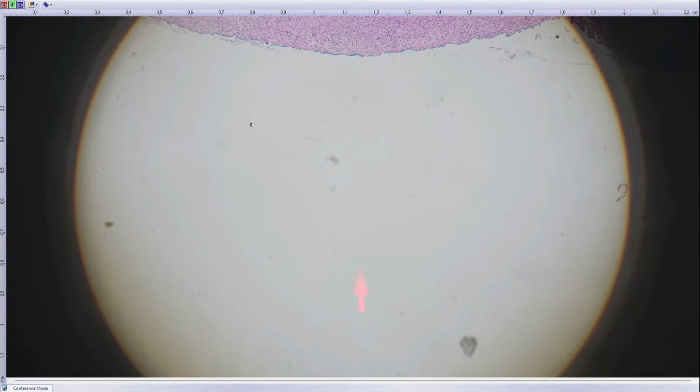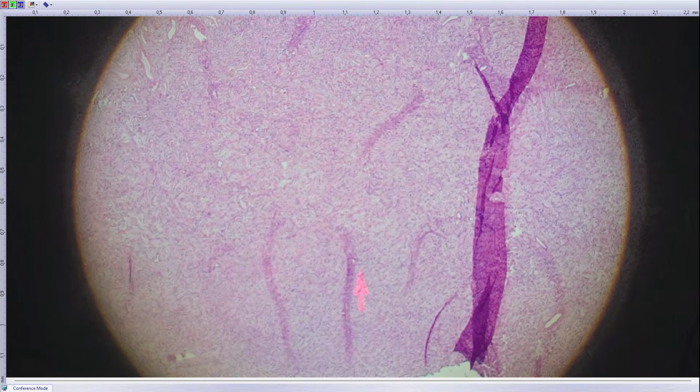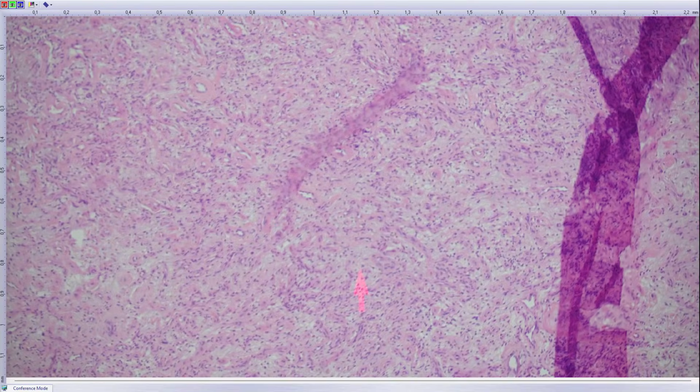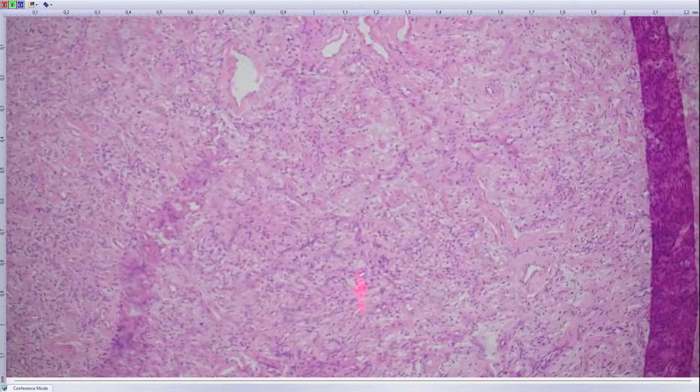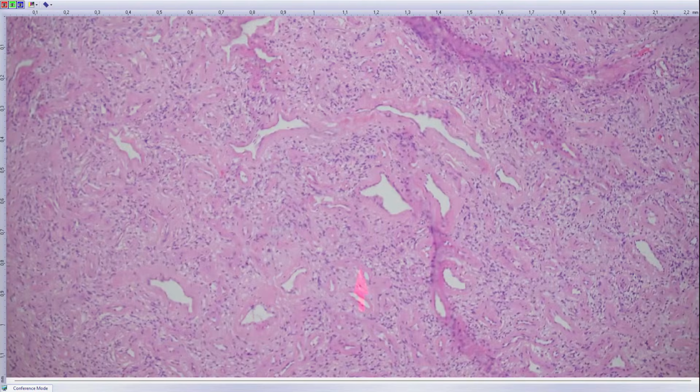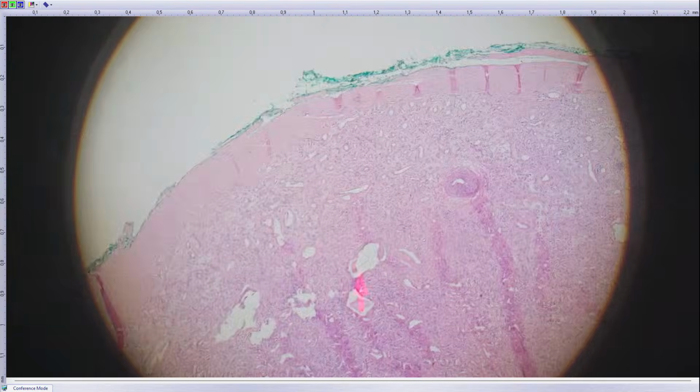This is one more example, an older case from our archive, a 52-year-old gentleman with a tumor on his finger. Again, pretty similar morphology, with very prominent vasculature, small thin-walled vessels here with little hyalinization in the vessel walls.